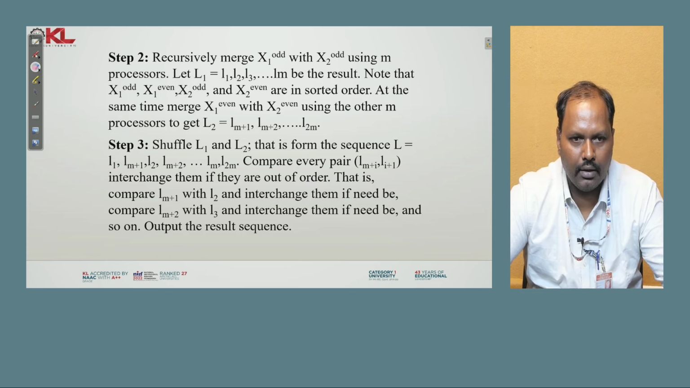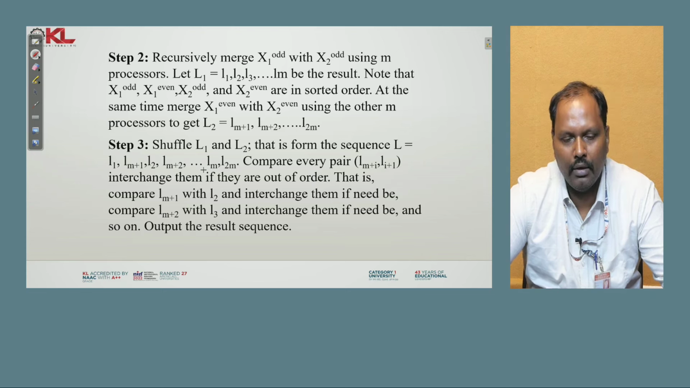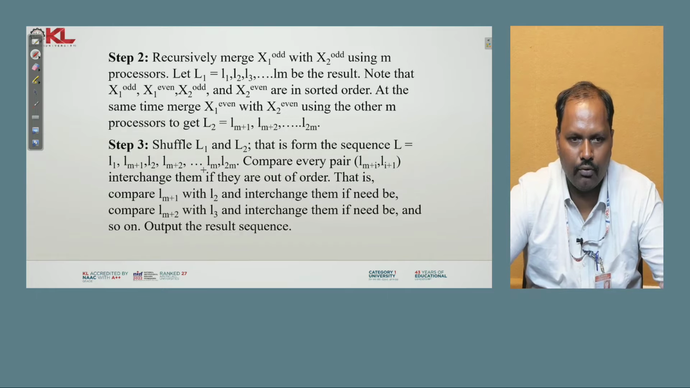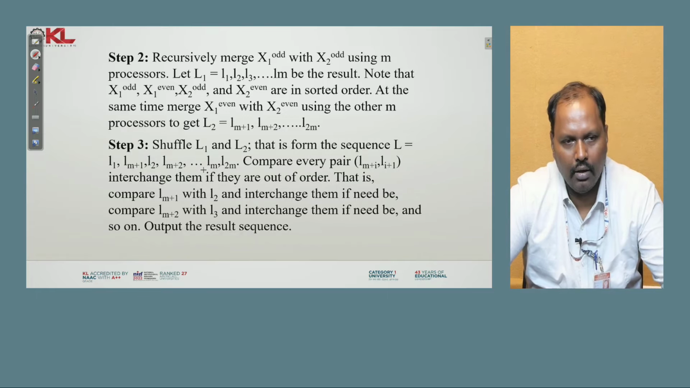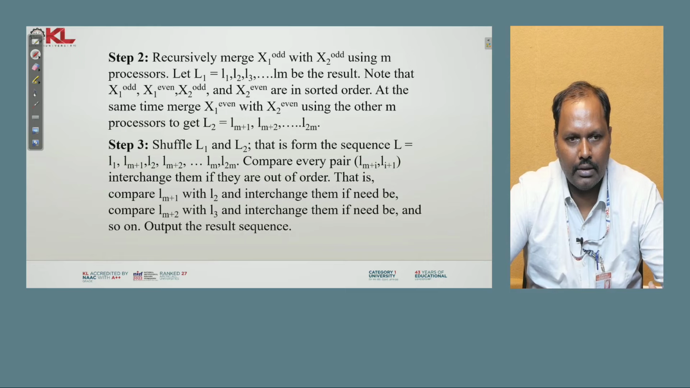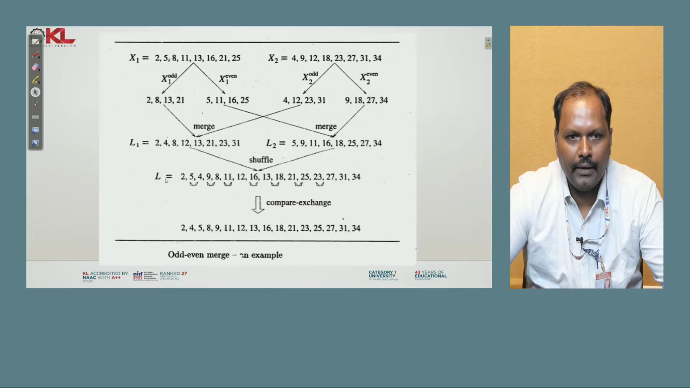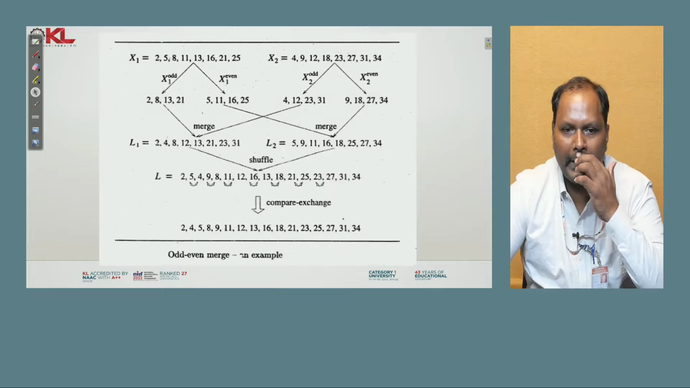Step 3 indicates shuffling the data of L1 and L2, then arranging which one is the least number and which one is the highest number. Compare both and add them in sequential order: the least one on the left side, the highest value on the right side. So that is what step 3 involves. Now this is an example of odd even merge.